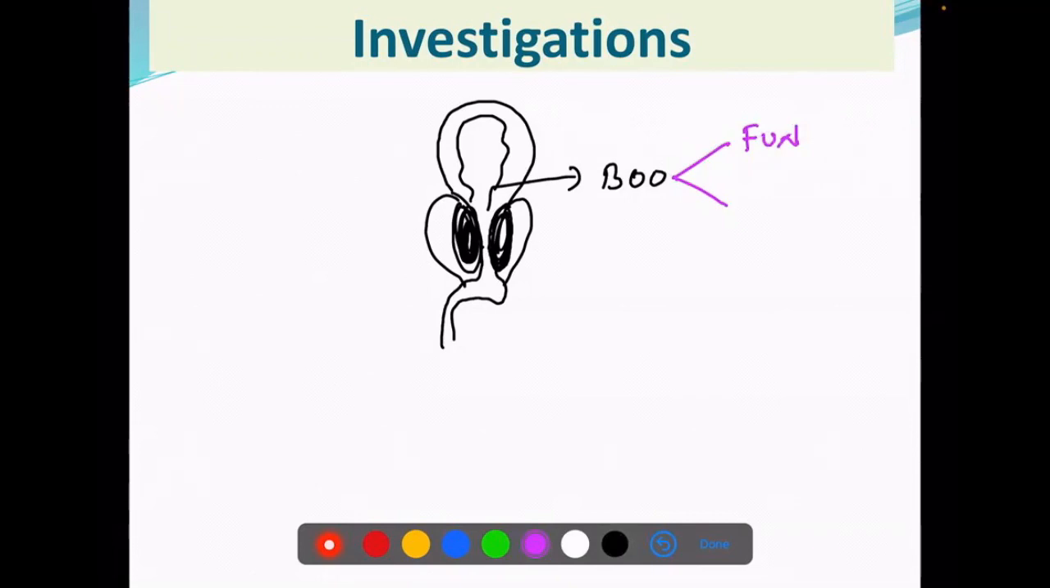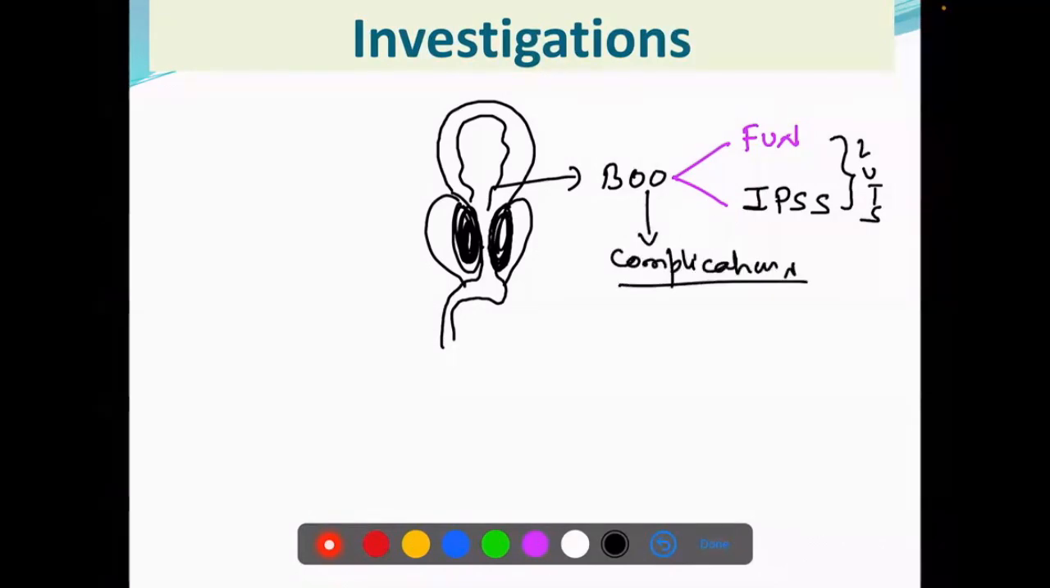or irritative symptoms, or intermittency, poor flow, straining, and sense of incomplete voiding. These are obstructive features or voiding features. They are known as LUTS, right? Also, patient may present to you with features of complications. The age group is around 50s and 60s years, male.